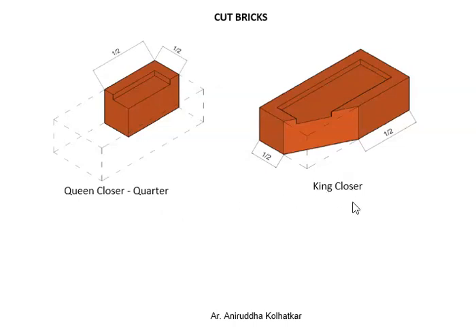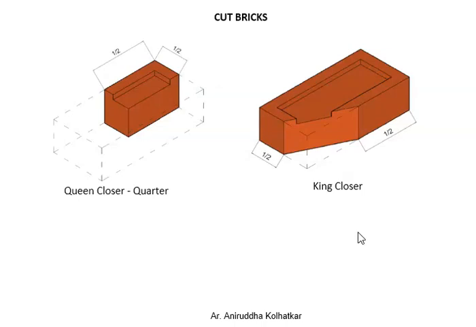The last is this king closer. In king closer, on both the faces, half and half is marked, and then a cut is made like this at an angle. So this is going to be called a king closer. So these were the cut bricks. So we are learning about special bricks. In special bricks we are learning about two types. One is the cut bricks and the other is the purpose made bricks. So these were the cut bricks.